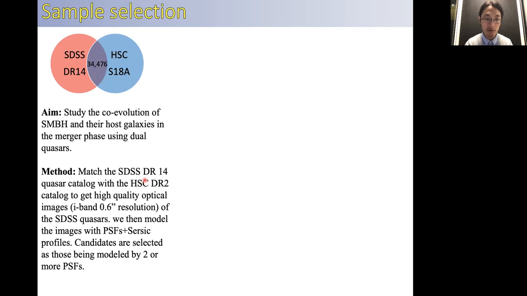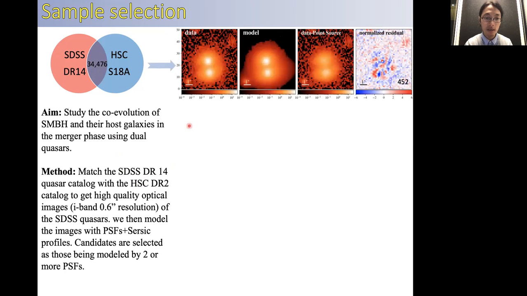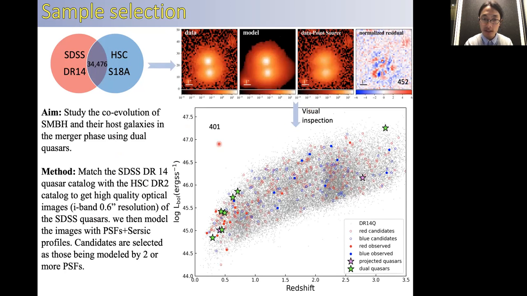We then model the images with PSFs plus Sérsic profiles, and the candidates are selected as those being modeled by 2 or more PSFs. This reduces the number to 452. After doing visual inspections, this left us with 401 candidates, as I'm showing in this figure. Here the gray dots are the SDSS DR14 quasars, and the colored dots are those we selected as candidates. The filled dots are what we have observed in this program, and the green star marks are the dual quasars we have already confirmed. And the pink star marks are projected quasar pairs, that is, quasar pairs at different redshifts.